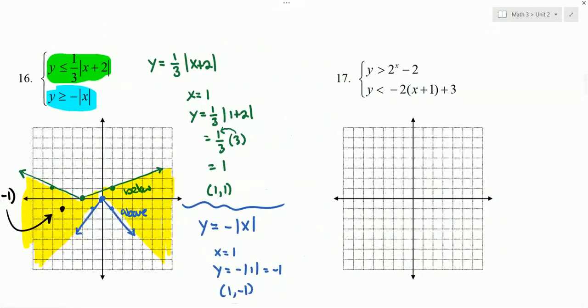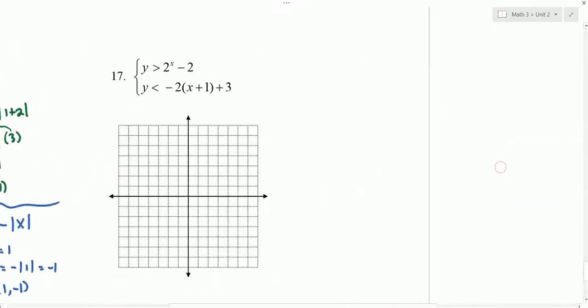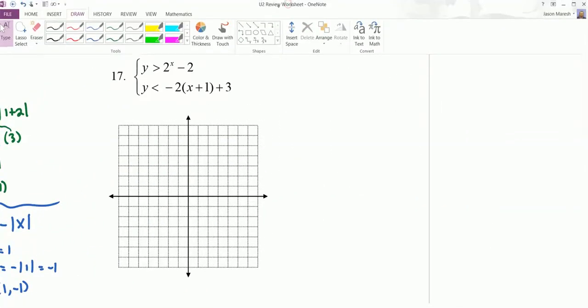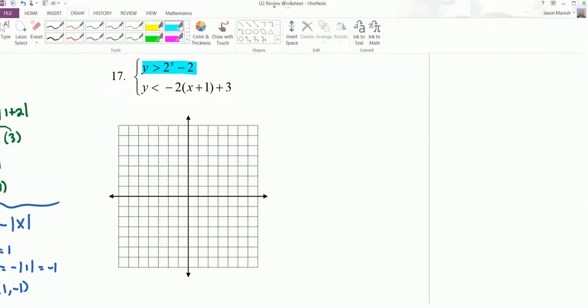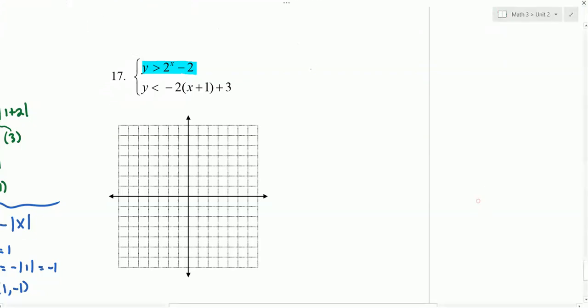Number 17. Let's start with the top one, the exponential graph. Graph it in blue. I'm going to graph y equals 2 to the power of x minus 2, but I'm going to make sure it's dashed because it's not really equal.